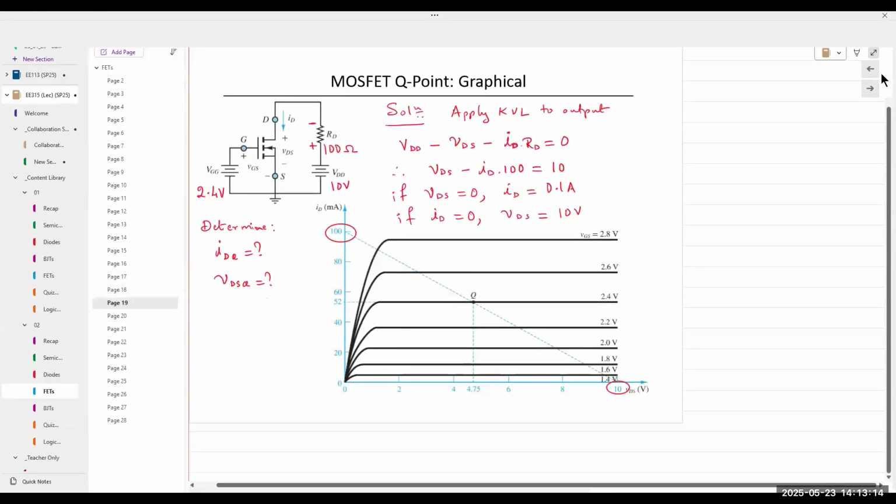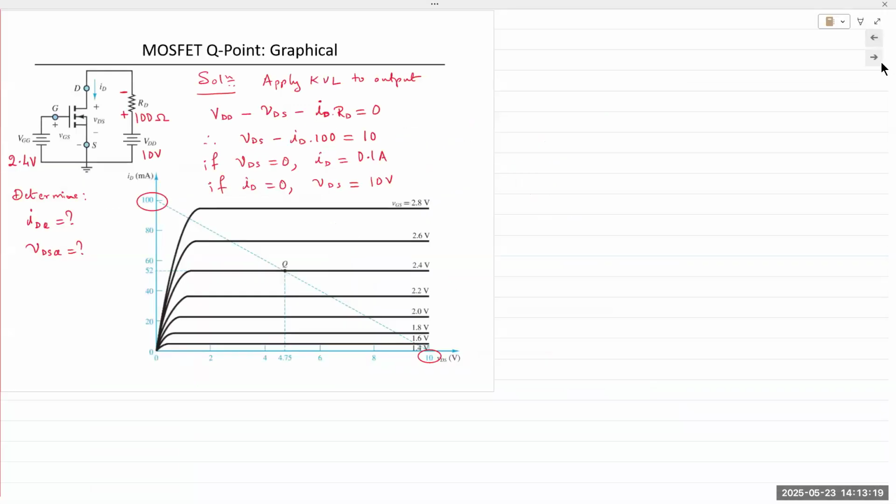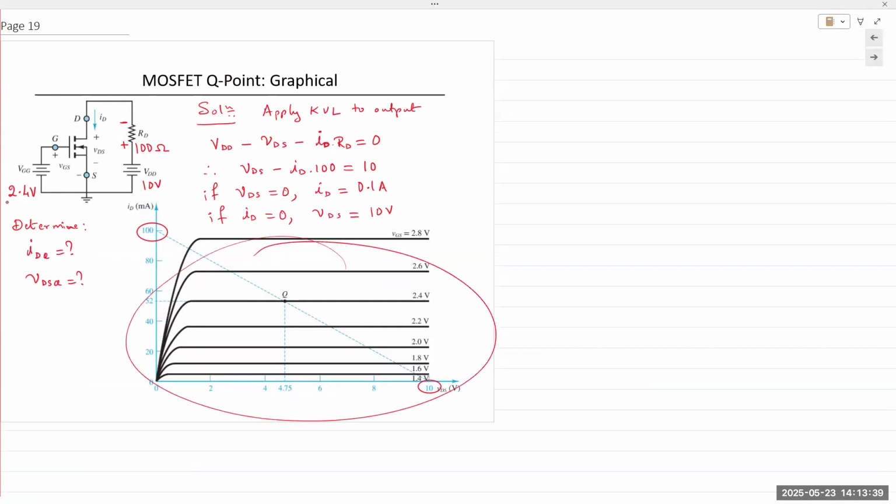Okay, first up is a graphical method of determining the Q point values for a MOSFET. So we have a straightforward simple circuit of a MOSFET biased with one single drain resistance. Applied VDD is 10 volts, and applied VGG on the input side is 2.4 volts. We are not given any other information except provided with this output characteristic, a plot of ID versus VDS. And we are asked to determine the Q point values for both ID and VDS.